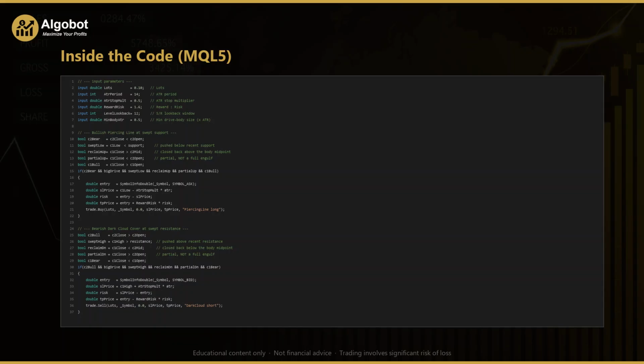LevelLookback is how many bars back the strategy scans for support and resistance, and MinBodyAtr is the minimum drive candle body size relative to ATR. Now look at the first block, the bullish piercing line. The code builds a set of true or false conditions.